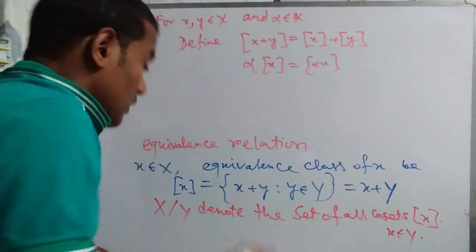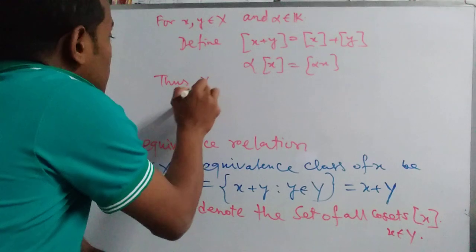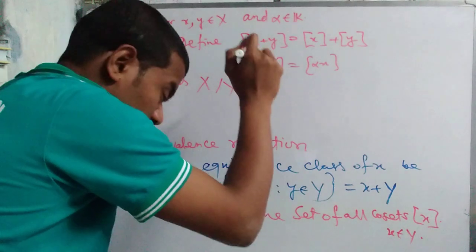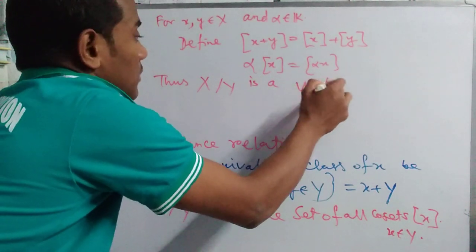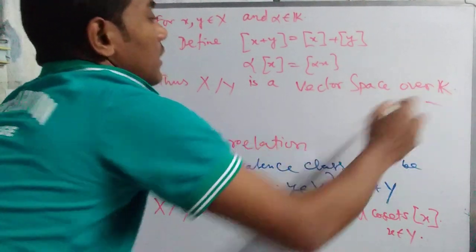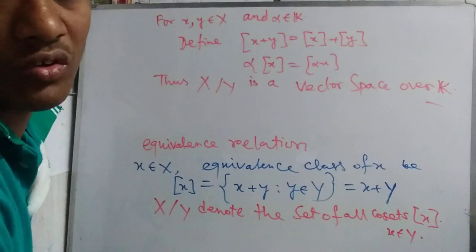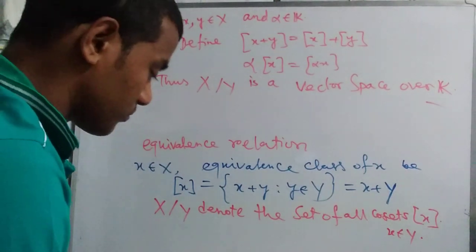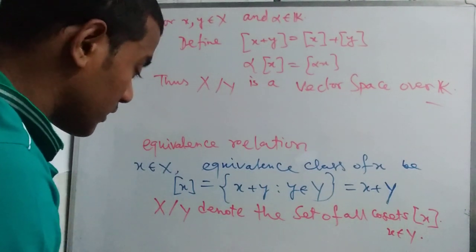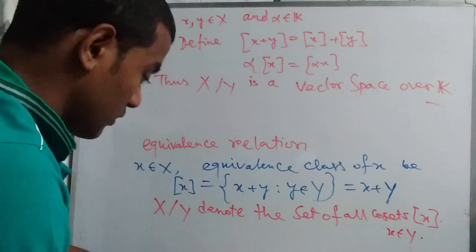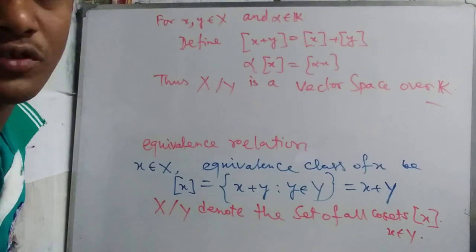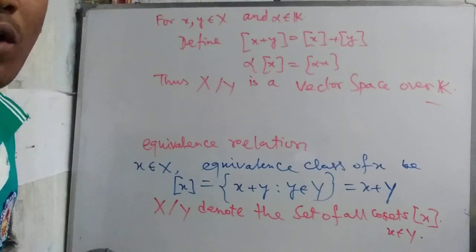Thus X modulo Y is a vector space over K. I think there is no problem, and you understand these properties. So we will go on to further discussion. How this quotient space becomes a normed space we will also discuss later, but now we stop here.